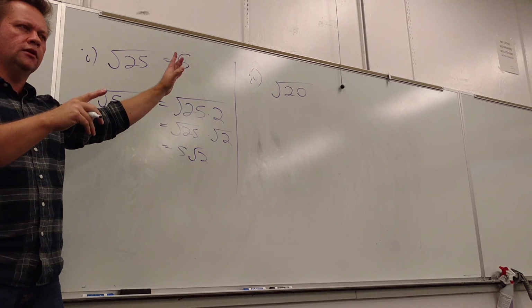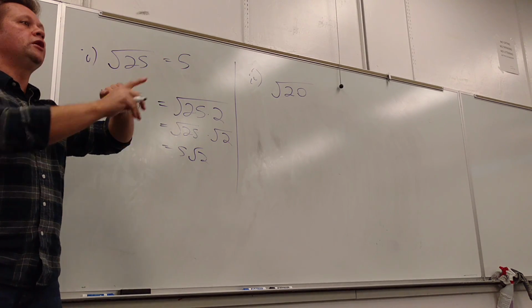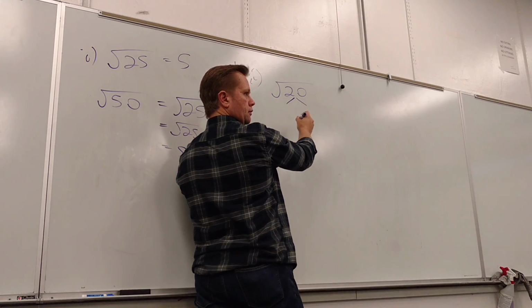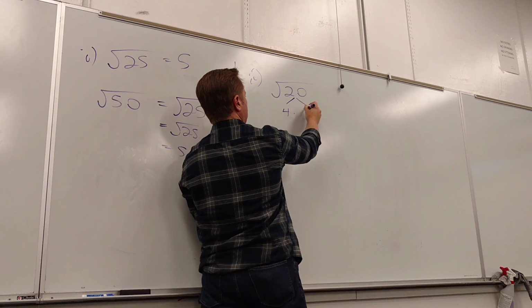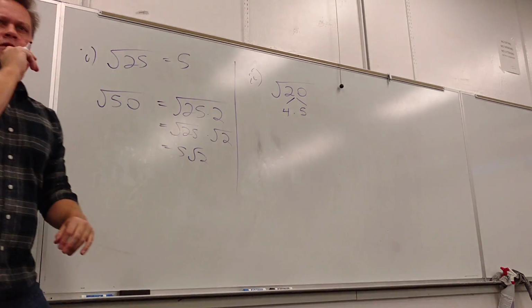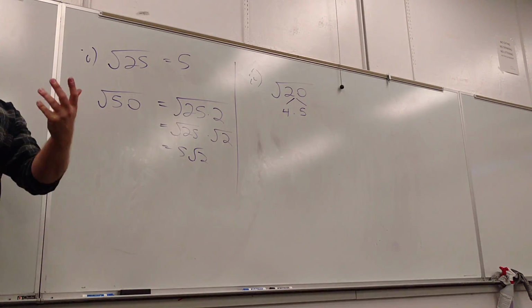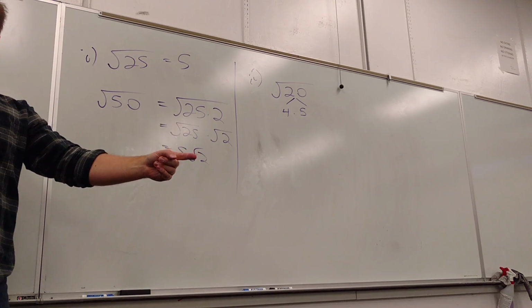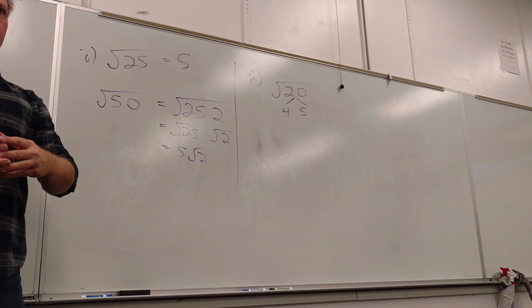Does 16 go into 20? No. Go into it, like divide it. So how can I break this up? Square root of 4 times... Yeah, square root of it'd be 2. 4 times 5. 5, sorry. Let me stop there for a second. Why did I pick that and not 10 times 2? Because neither 10 or 2 are square rootable, right?